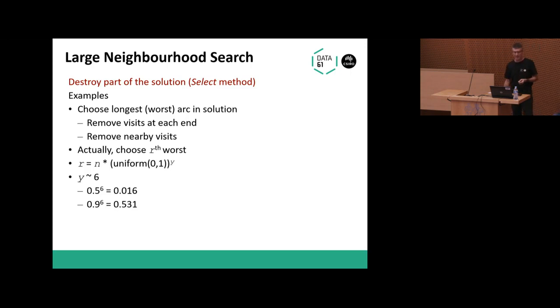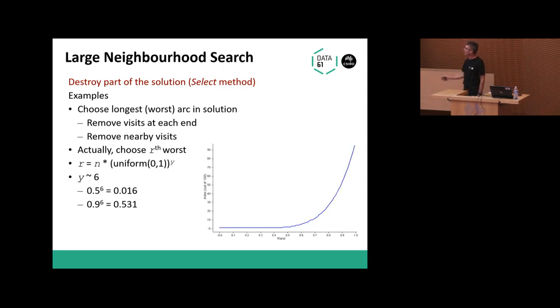The worst removal is another one, where I simply choose the worst arc and remove the customers at either end of that. Now I'm going to iterate over this, so I don't want to keep choosing exactly the same arc every time. So I've got this neat thing where you choose the rth worst, where r is n times a random number raised to the yth power. If y is about 6, then this is the probability of choosing it. So I've got a chance of choosing the 20th worst or the 30th worst occasionally. So I don't always choose the very worst.